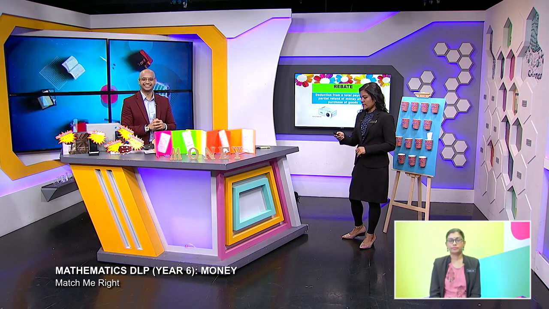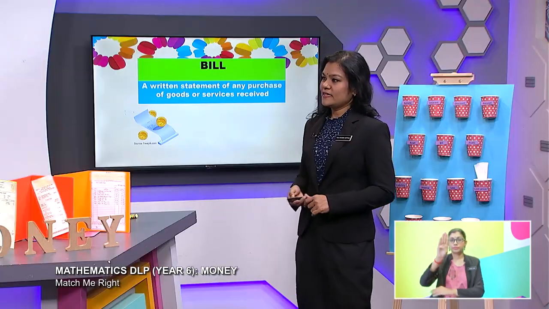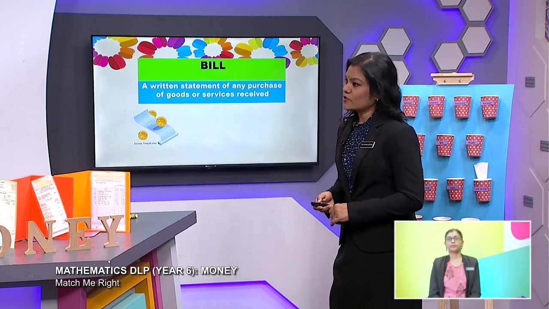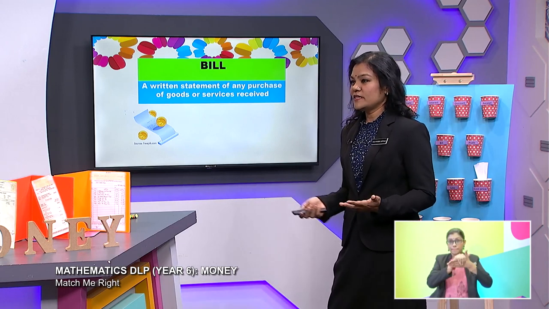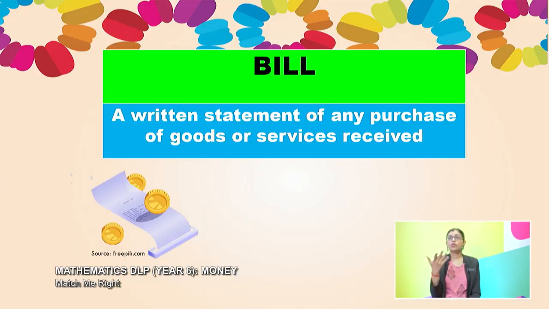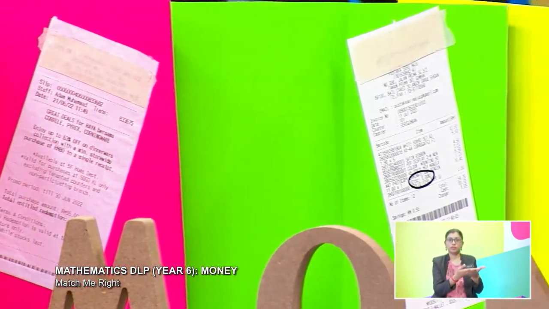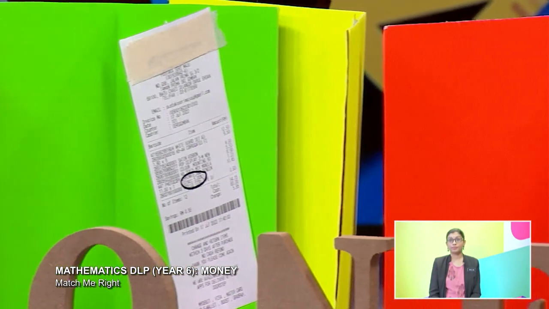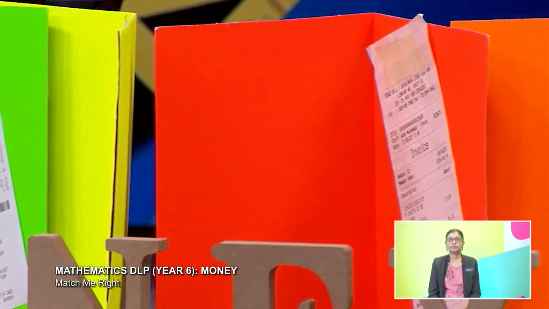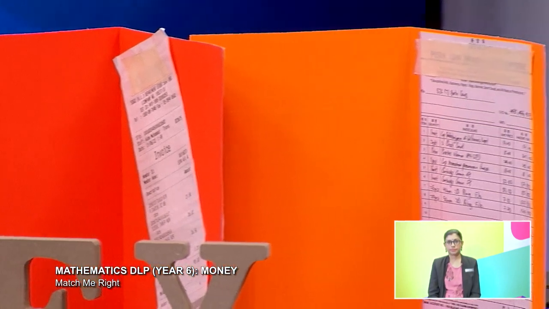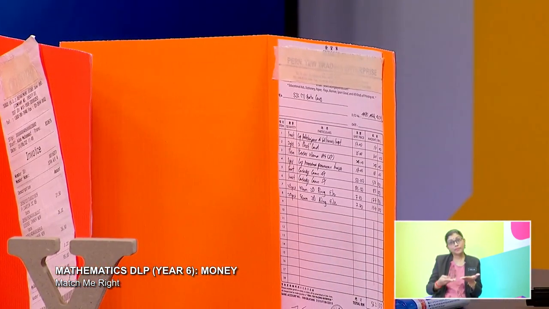Okay? All right. Next, bill. What is a bill? This bill is categorized under documents. A bill is a written statement of any purchase of goods or services received. You can see the examples here. And receipt? Receipt is what? Evidence of payment made. Where do you normally get the receipt? Normally after I make a payment, for example, during a sale in a supermarket or a shopping complex when I purchase a shirt. After I've paid for the shirt, I will receive this small piece of paper, and I think that is a receipt. Is that correct? Yes, you are right.